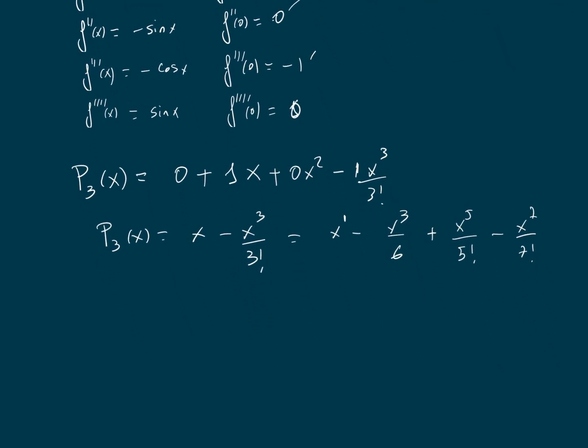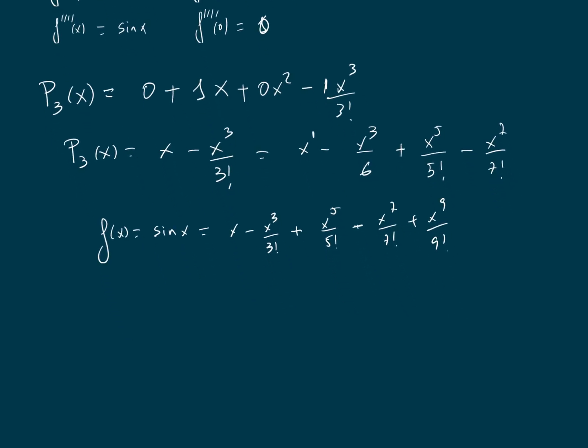And if you keep doing this, you may say that the function f of x equals sine of x converges to the power series, to the extended Taylor polynomial at infinity. So it will be x minus x cubed divided by 3 factorial plus x5 divided by 5 factorial minus x7 divided by 7 factorial plus x9 divided by 9 factorial.